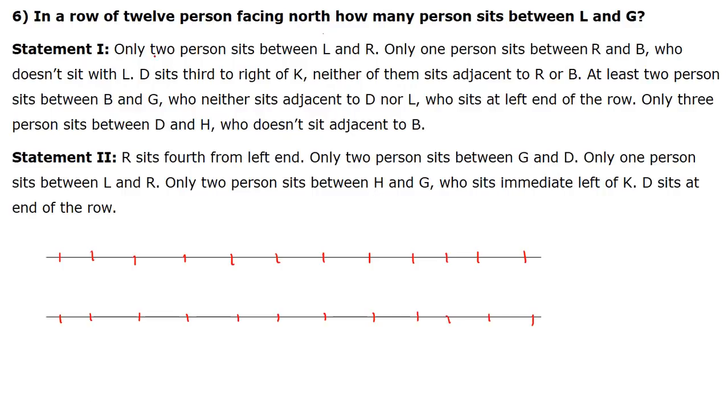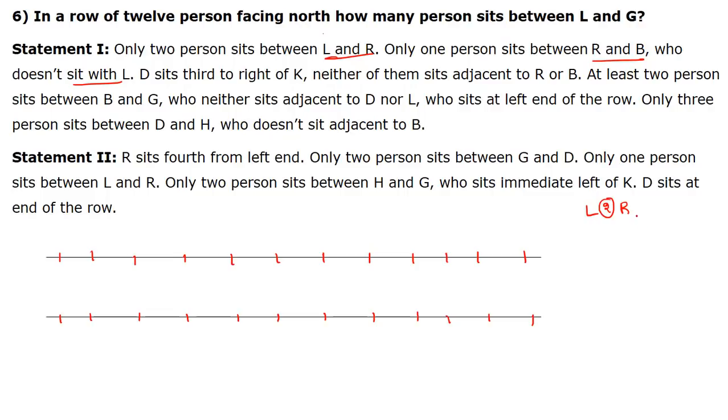Okay, see here, only 2 persons sit between L and R. So there is a gap of 2 persons between L and R, but we don't know where L or R is, so I am just going to keep this on hold. The next one is, only 1 person sits between R and B. So there is a gap of 1 person between R and B, B, who doesn't sit with L. What does this mean? B cannot be an immediate neighbor to L.